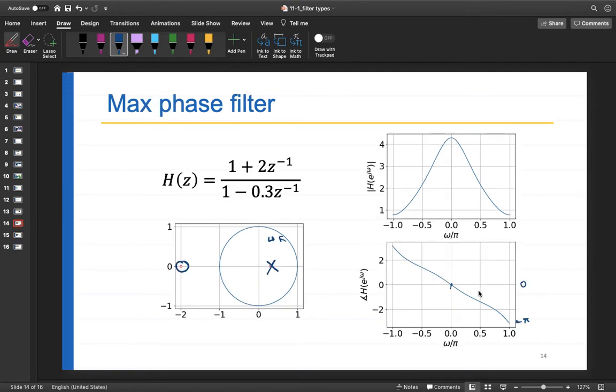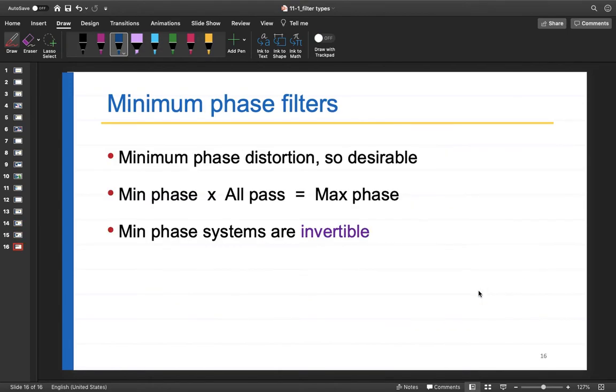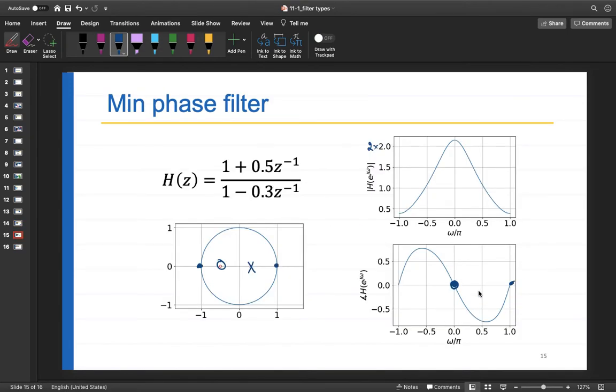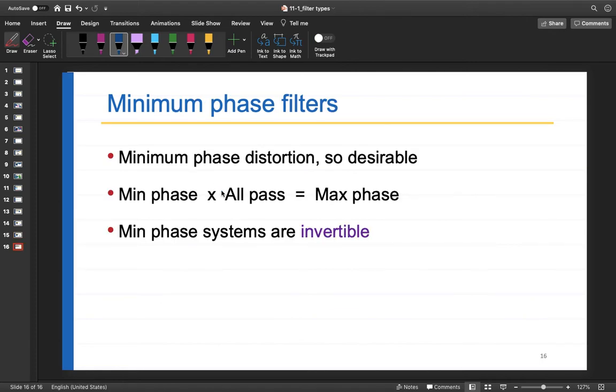So this is a max phase filter. A max phase filter has all the zeros outside the unit circle, and therefore it causes maximum distortion to the phases of most of the frequencies. But the min phase system causes the least distortion, and it has all the zeros inside the unit circle. Let's see some other utility or effects. Minimum phase filters have minimum phase distortion, so they are very desirable, right? We don't want to distort our signal too much.